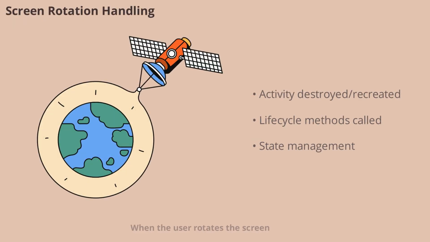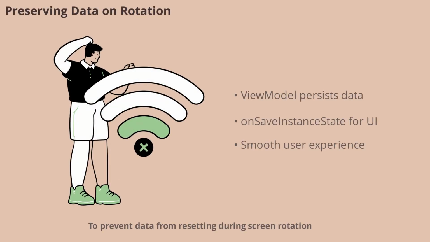When the user rotates the screen, the current activity instance is destroyed and a new one is created in the new orientation. The lifecycle methods are called in the same order as when the activity was first created. This is why managing state and using view models is so important. To prevent data from resetting during screen rotation, use view models to store data that should persist and onSaveInstanceState for small UI data. View models survive configuration changes, while onSaveInstanceState handles transient UI state, ensuring a seamless user experience.